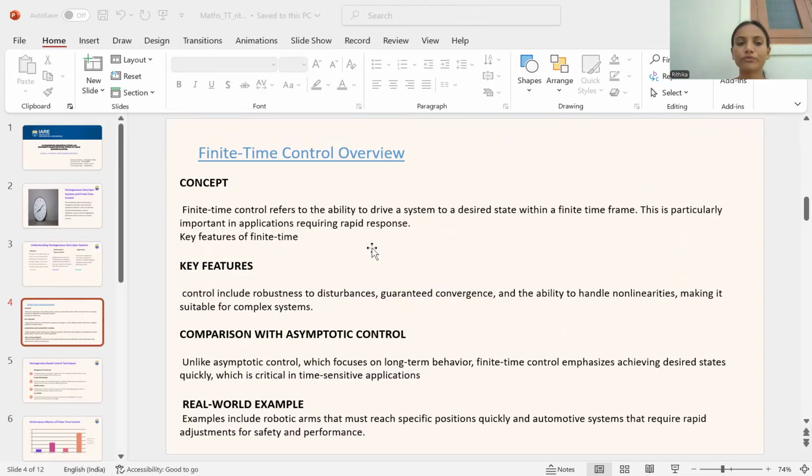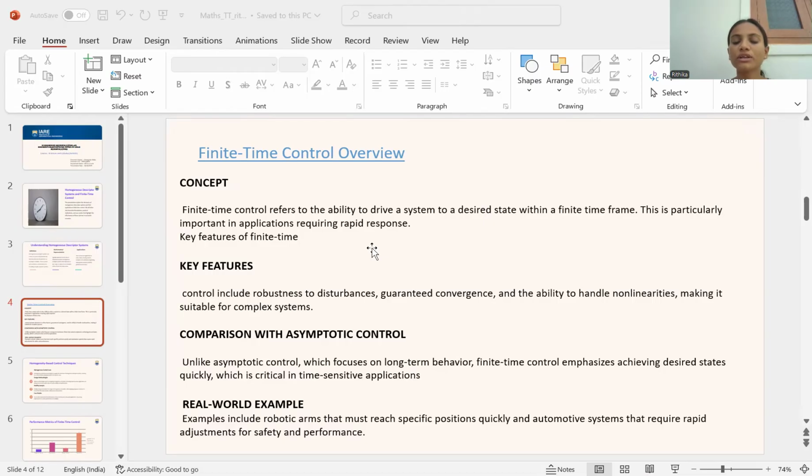Finite time control overview. Concept. Finite time control refers to the ability to drive a system to a desired state within a finite time frame. This is particularly important in applications requiring rapid response. Key features. Key features include robustness to disturbance, guaranteed convergence, and ability to handle non-linearity, making it suitable for complex systems.